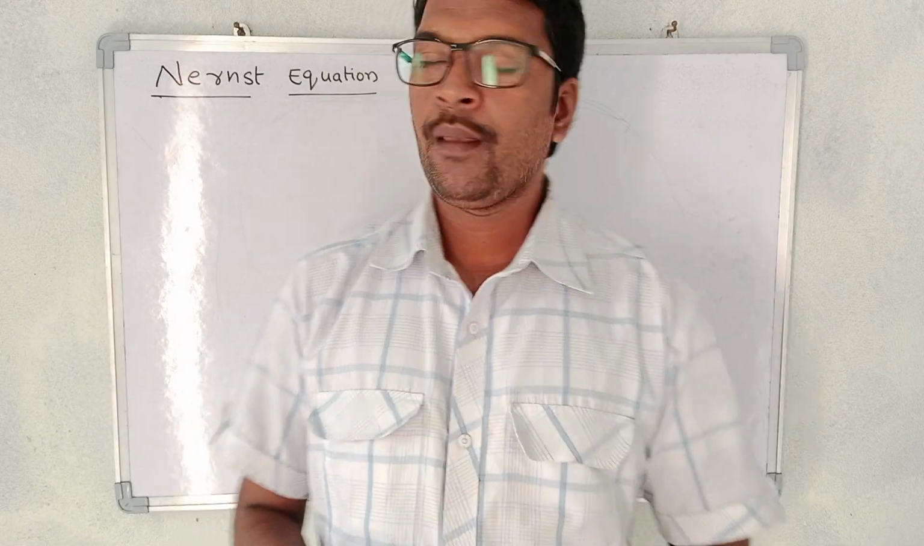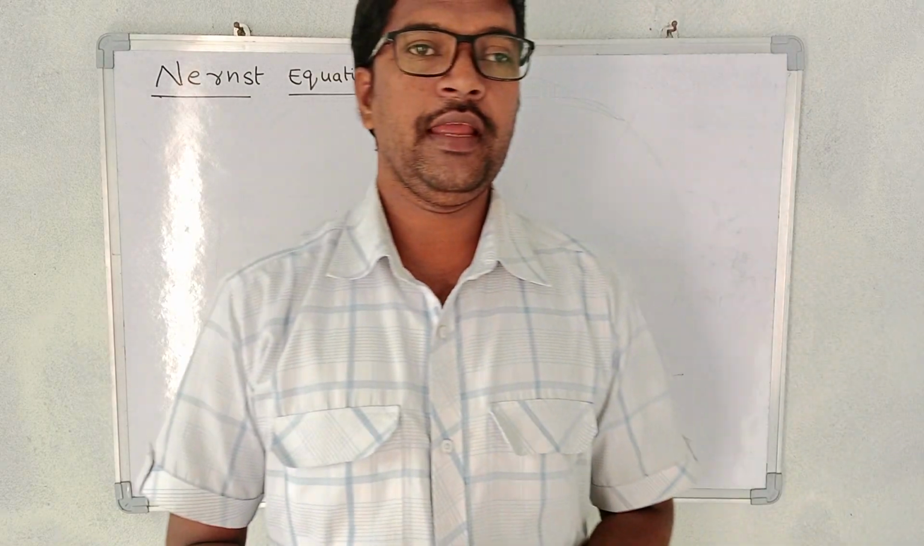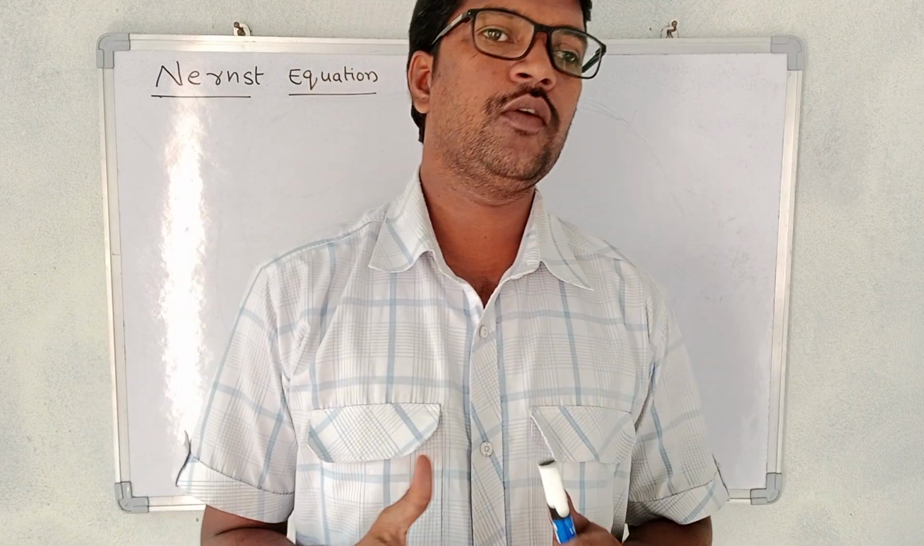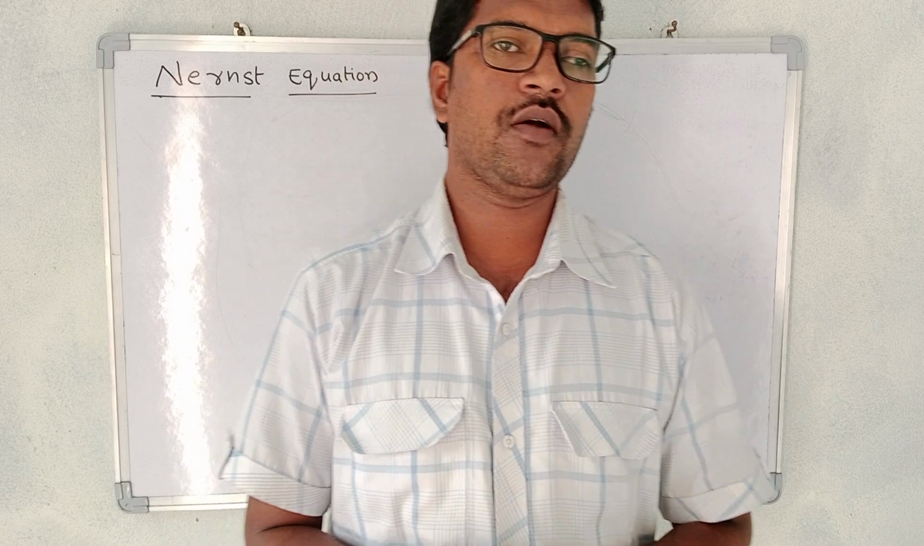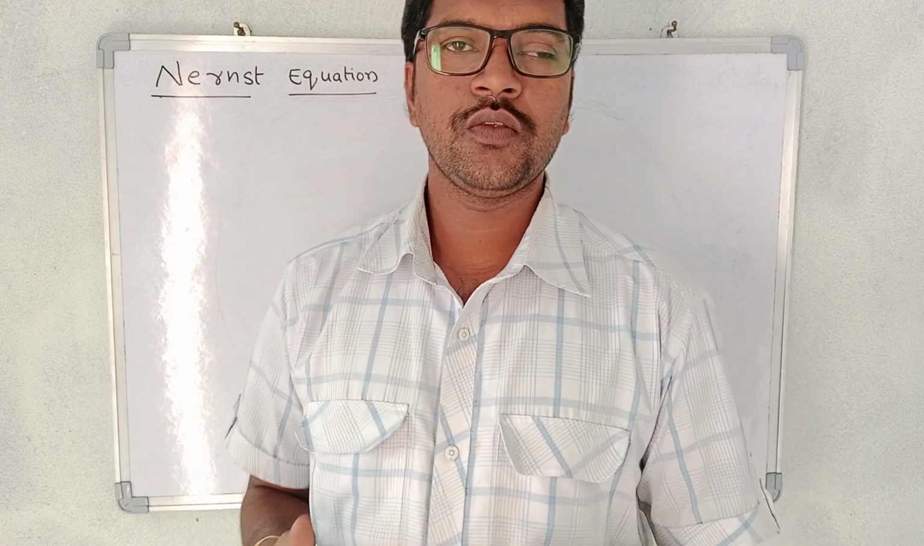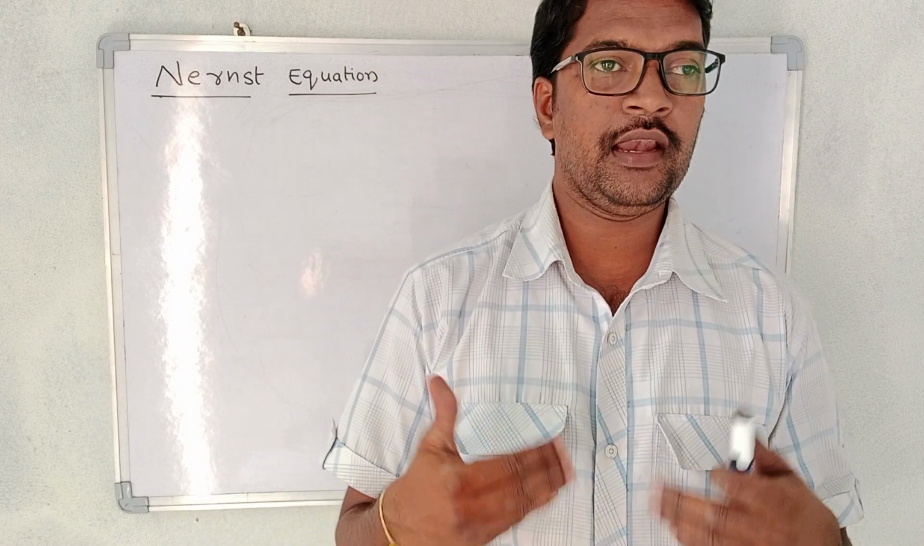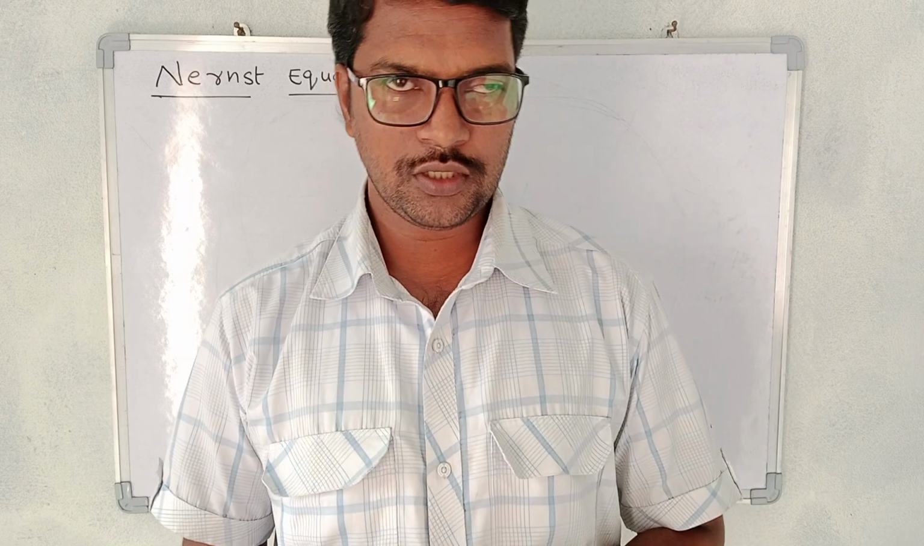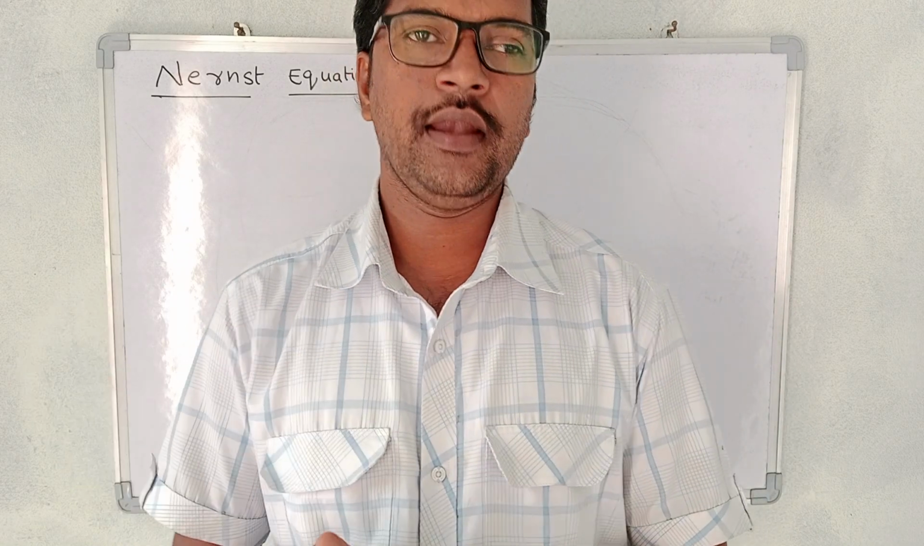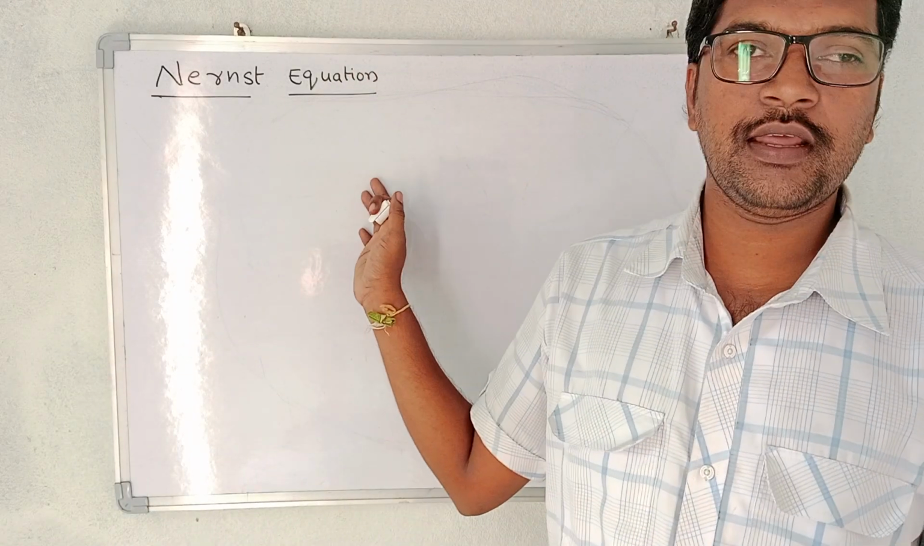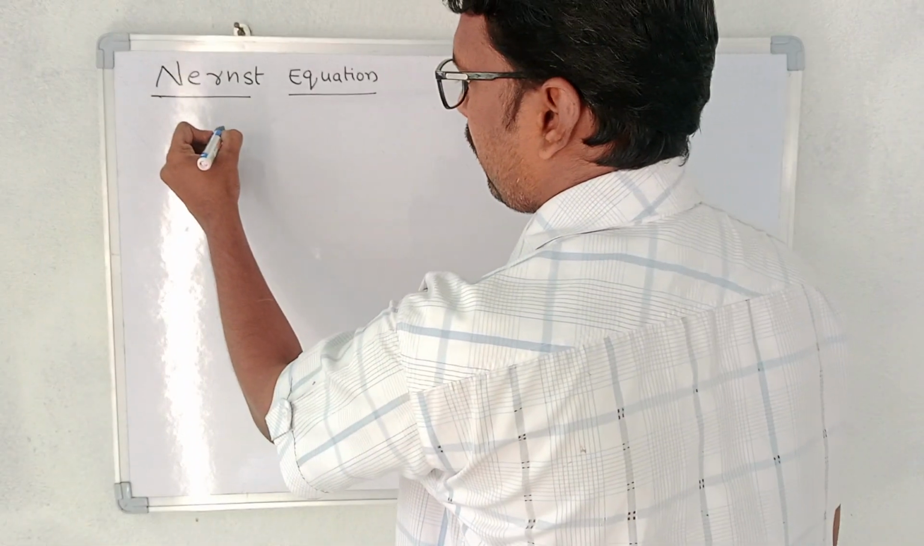Nernst equation. This Nernst equation explains a relationship between electrode potential and concentration of electrolytic solution. If you want to write a relationship between electrode potential and concentration of electrolytic solution, we take the Nernst equation. So while writing this Nernst equation, first we take an equation.